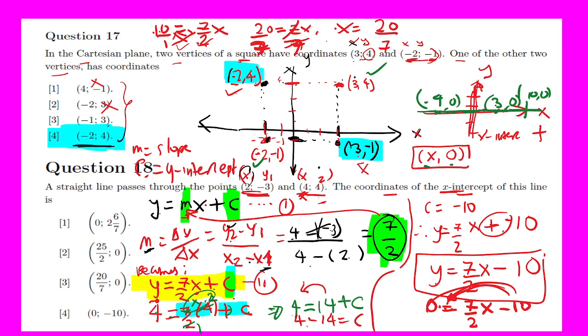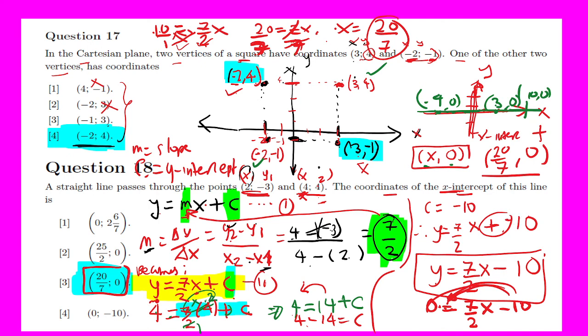So 20 over 7 means, when x-intercept, y equals 0. Meaning, when x equals 20 over 7, what's the value of y? The value of y equals 0, which is the third option. So we finalize by saying this is our final answer for this case: the x-intercept equals (20 over 7, 0).